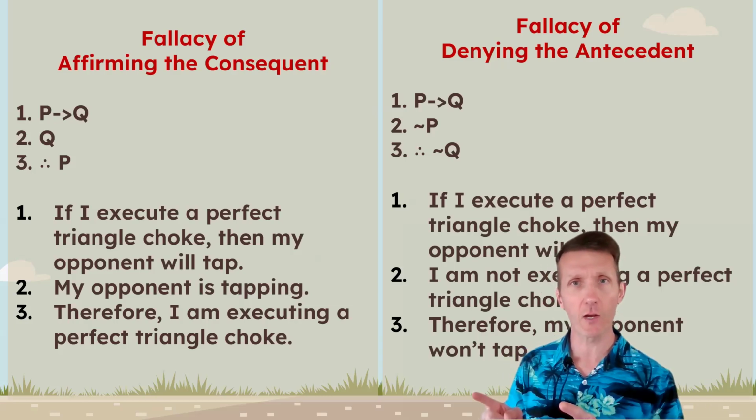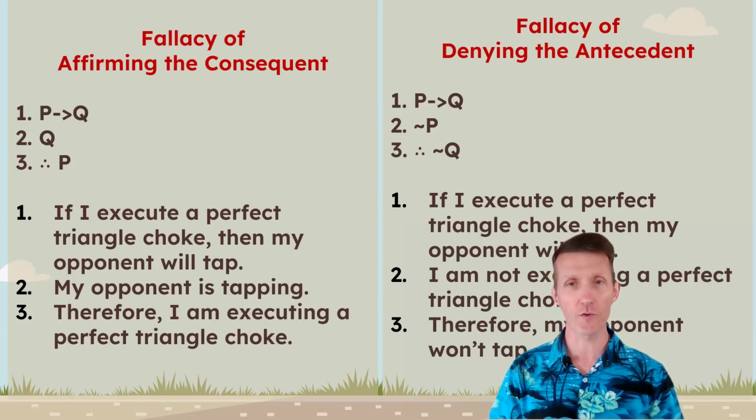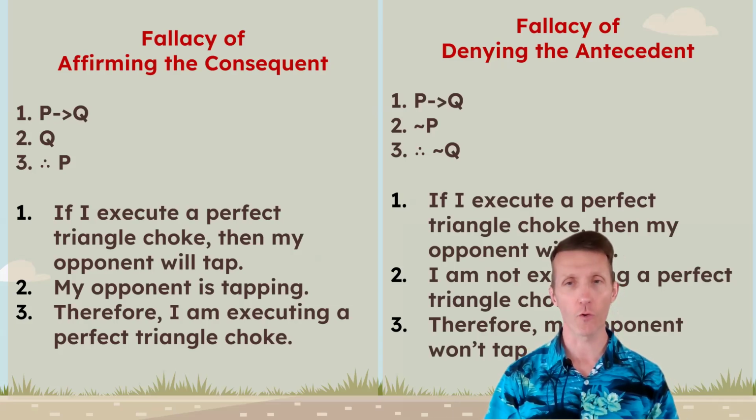Therefore, the second thing's not here either. But the second thing perhaps could be there for some other reason. So you start out with the first premise. If I execute a perfect triangle choke, then my opponent will tap. I'm not executing a perfect triangle choke. Therefore, my opponent won't tap.